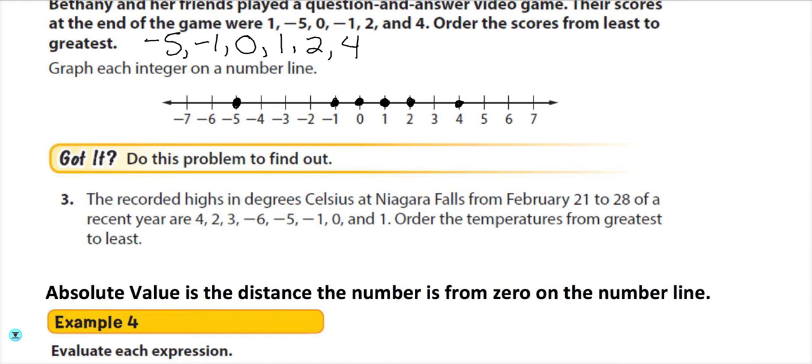It says the recorded highs in degrees Celsius at Niagara Falls from February 21st to 28 of a recent year are 4, 2, 3, negative 6, negative 5, negative 1, 0, and 1. Order the temperatures from greatest to least. Okay, greatest to least. So this time we're going to be going large to small. So you can use the number line if you want.